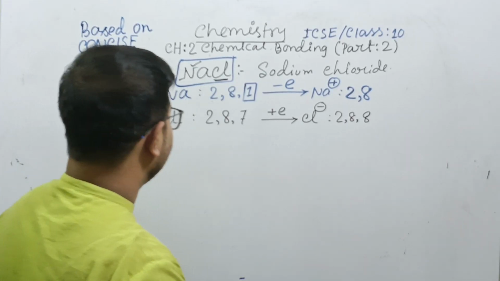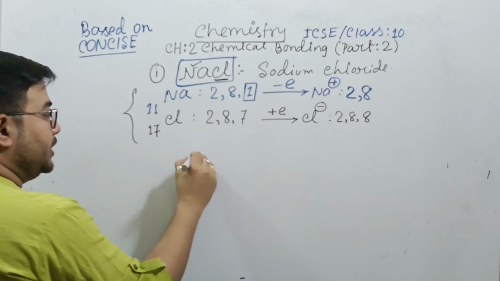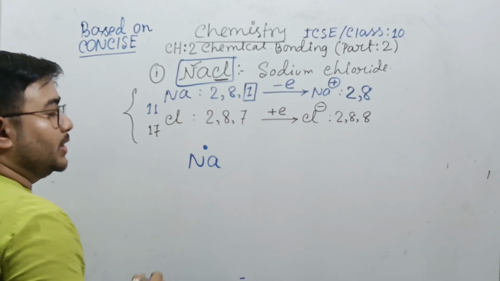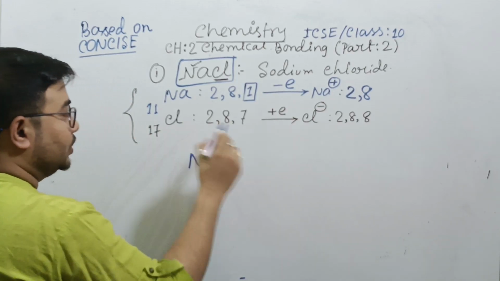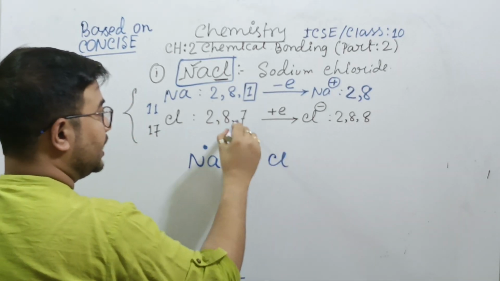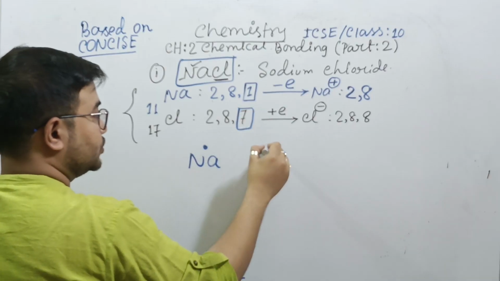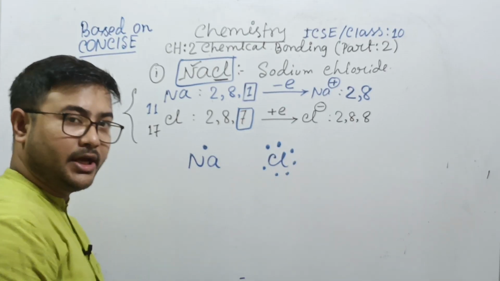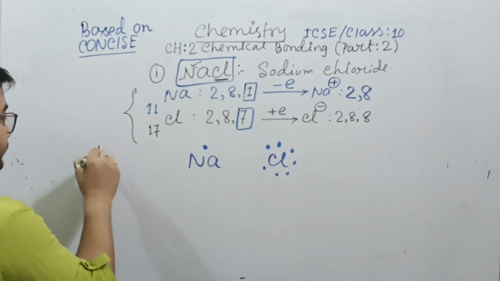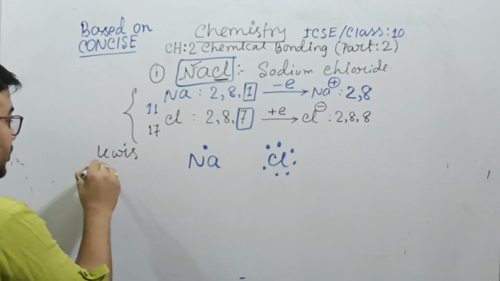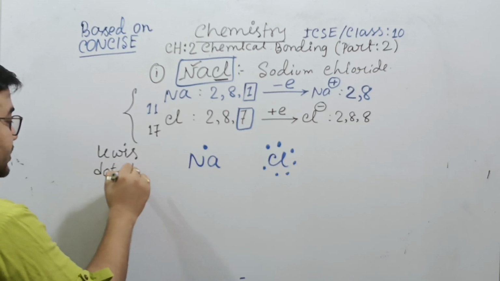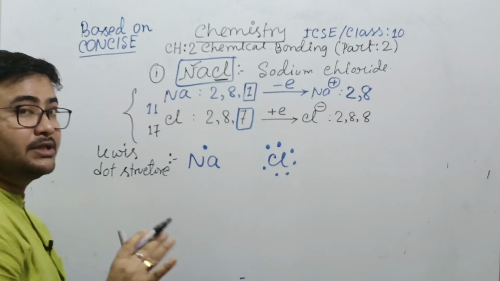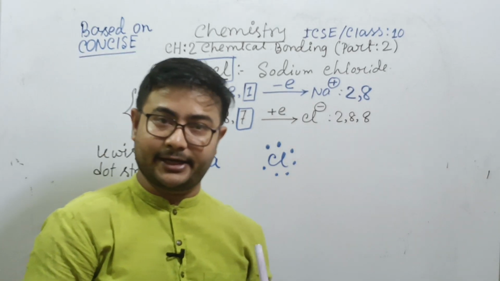after this electronic configuration, sodium in the outermost shell contains how many electrons? 1. You can give the dot. And chlorine contains 7 in the outermost shell, so 1, 2, 3, 4, 5, 6, 7. Okay, it is called the Lewis dot structure. It is in our syllabus, but not the orbital diagram.